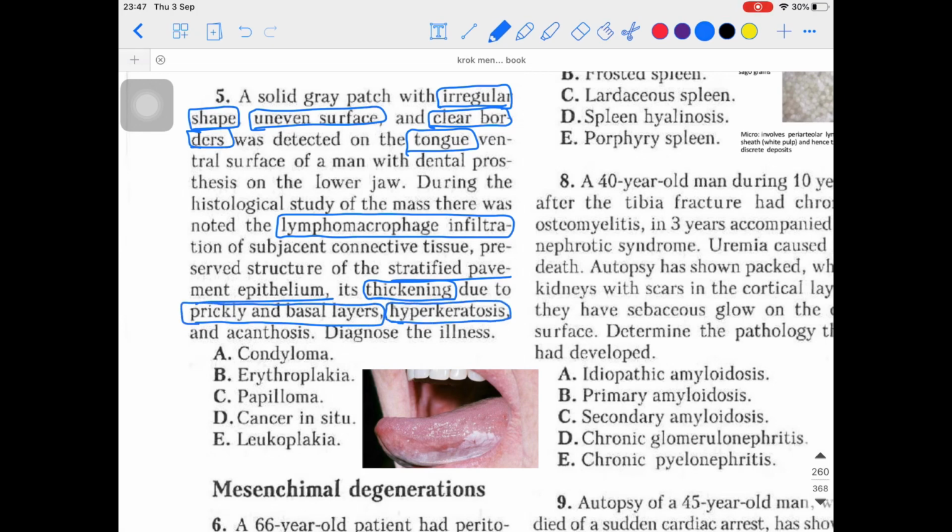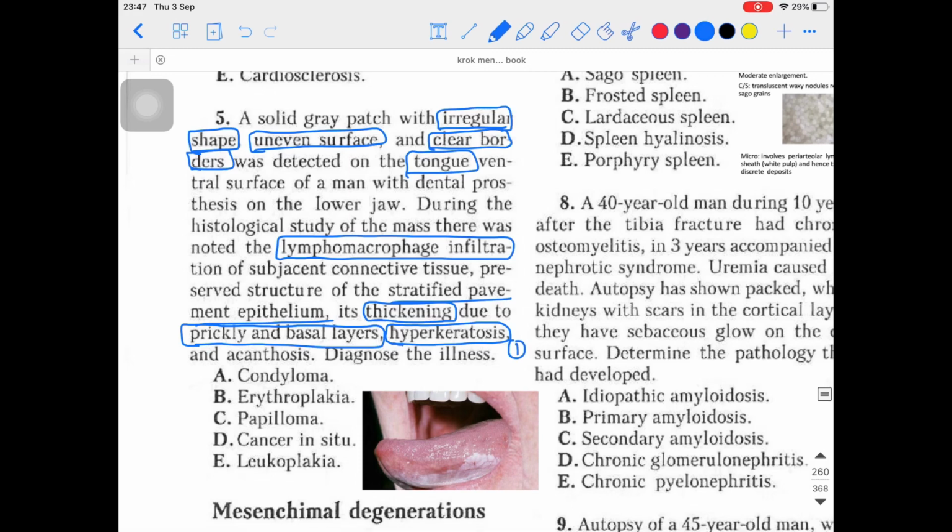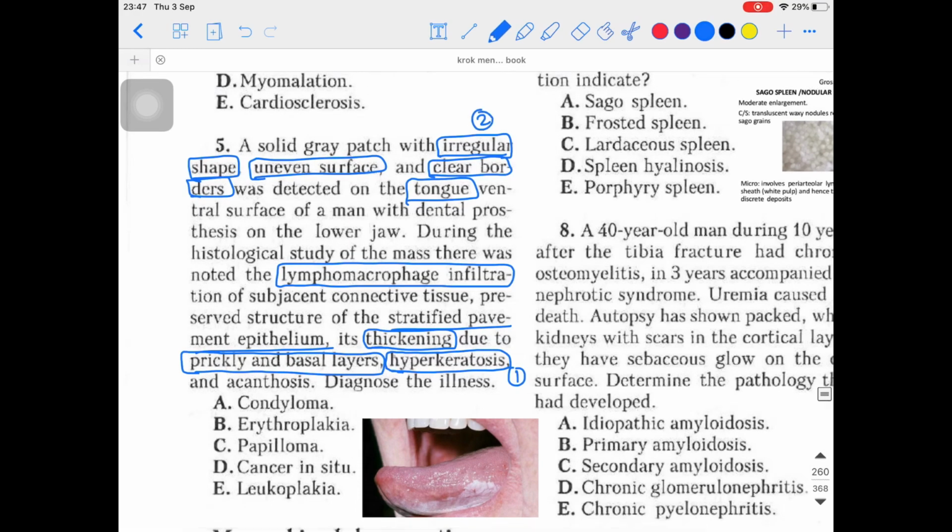Hyperkeratosis is a very typical finding of leukoplakia. Along with that, many kinds of hints are given in the MCQ, which you need to pick up. Hyperkeratosis, first one. Second thing, irregular shape is there, uneven surface is there, clear borders are given, lymphomacrophage infiltration is given. They are talking about leukoplakia.